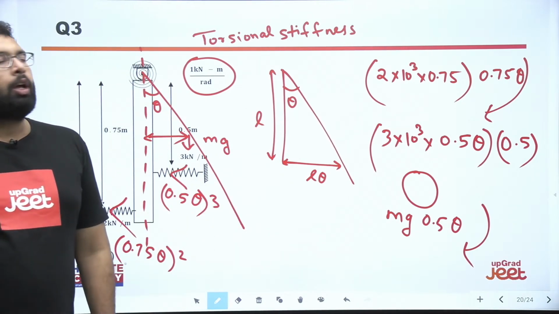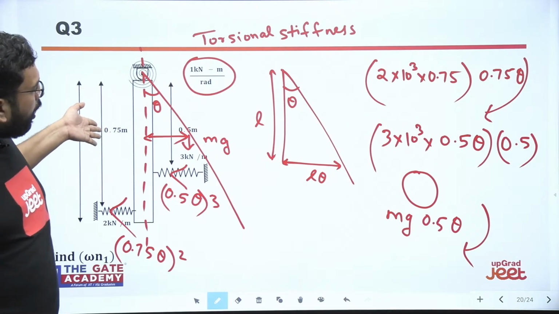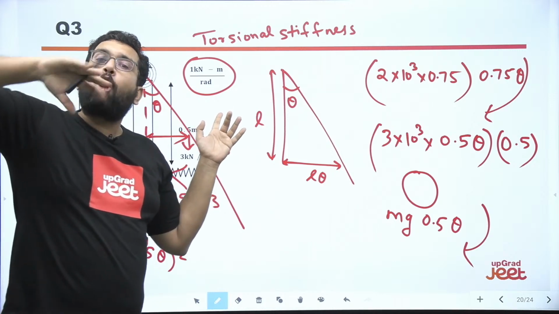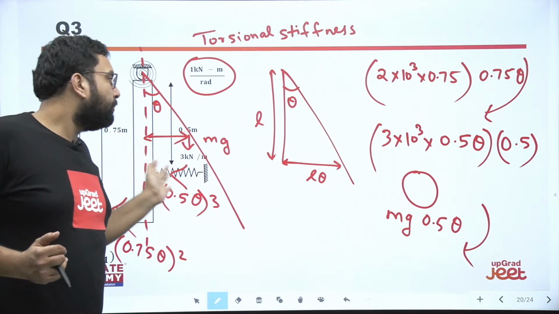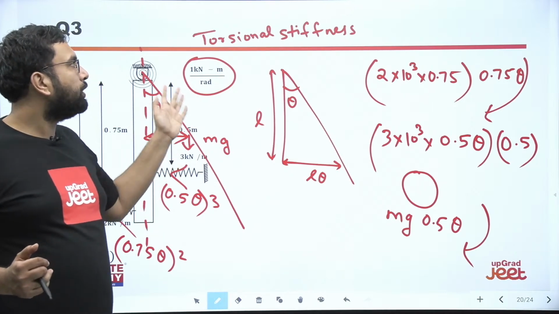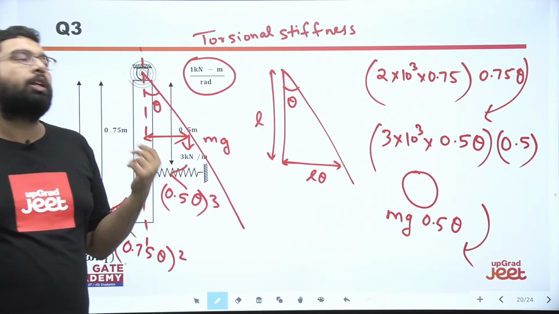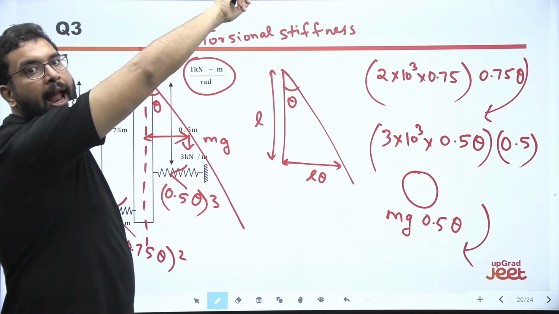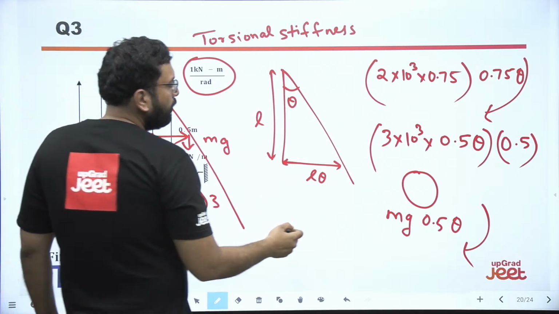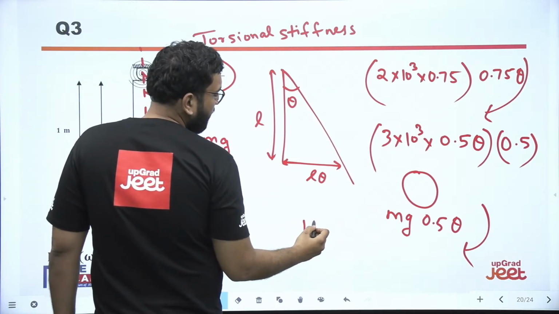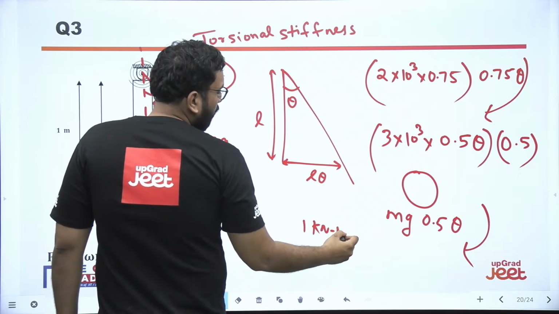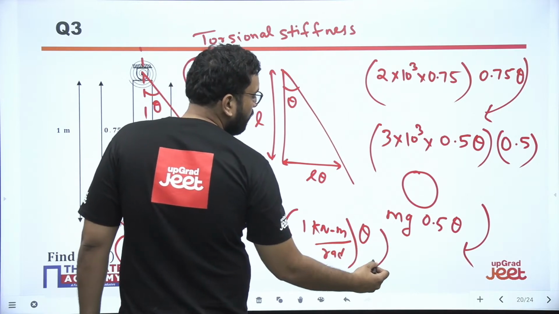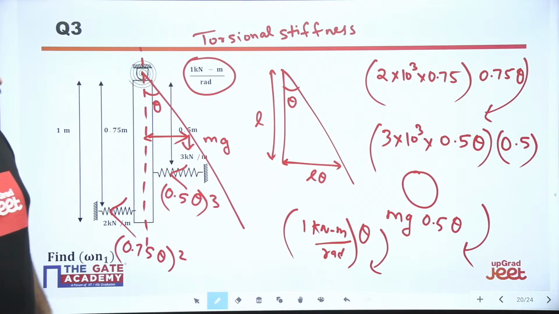Are you getting my point, beta? Now this rod is moving in the anti-clockwise direction. So this torsional stiffness will give a torque, a moment directly, to resist this anti-clockwise movement. What is the torsional stiffness? It is 1 kilonewton meter per radian. We have to multiply it with theta. So this is also clockwise.